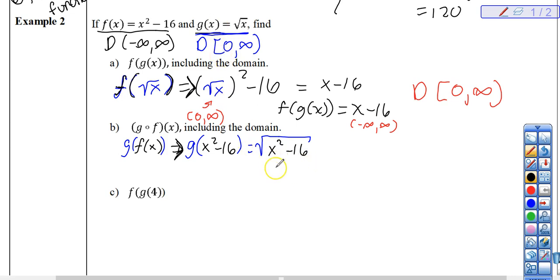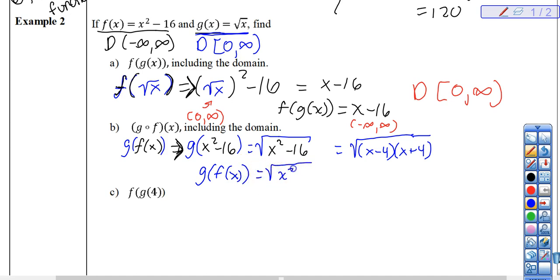So I'm looking at that and I'm thinking, I don't think I can simplify that. I don't think I can take the square root of x squared minus 16. Now, you might think that it's like x plus 4, but it's not. This is not a perfect square. If I were to factor it, I'm going to put it in factored form so you can see it. It is this, x minus 4 times x plus 4. See, it's not a perfect square, so you can't simplify it. We could just go ahead and leave it in that form. So our g of f of x is the square root of x squared minus 16.